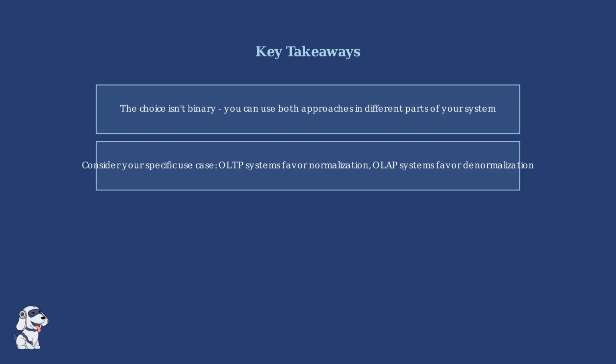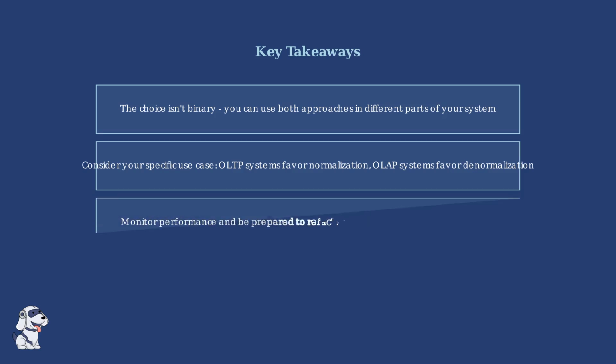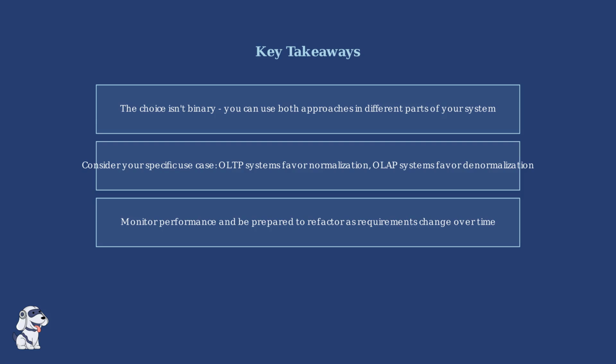Consider your system type. OLTP systems that handle transactions typically favor normalization, while OLAP systems designed for analytics often benefit from denormalization. Finally, database design is an iterative process. Monitor your system's performance and be prepared to refactor as your requirements evolve. The right choice today might need adjustment tomorrow.